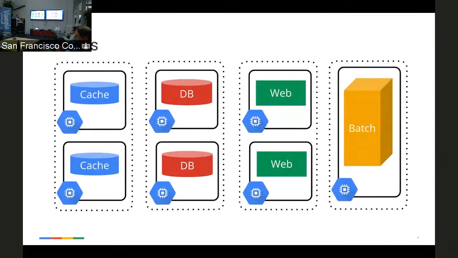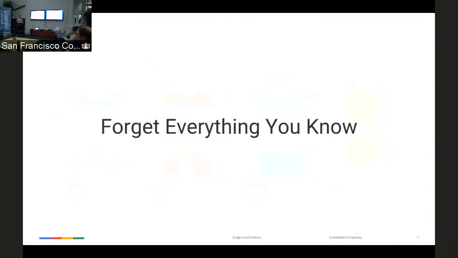You might have this batch machine over there that's really beefy and has a lot of CPU cores and memory, but your web servers don't have quite as much. So you might have this kind of setup, but in a clusterized, containerized world, things will be quite different. So you need to forget everything that you know up until this point. You need to go back to basics and think about how you want to actually segment the resources that you've got in your cluster.